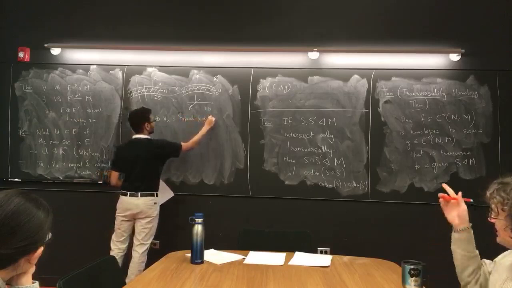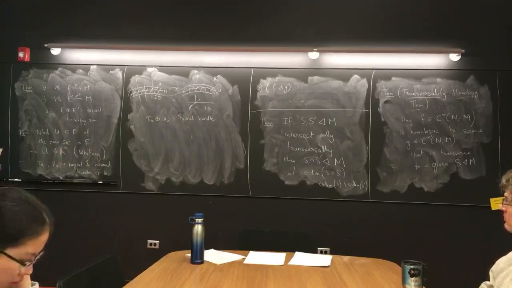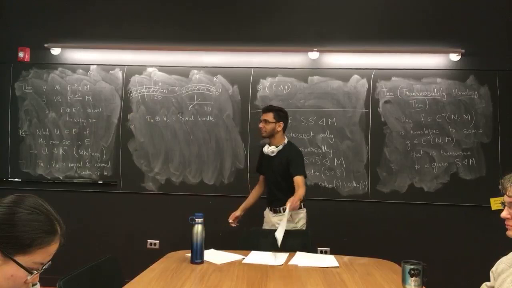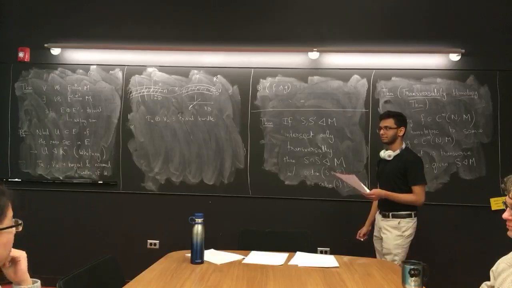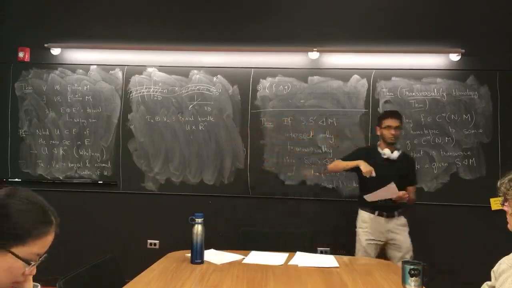Exactly. It doesn't matter, this is a basis independent statement. Yeah, exactly. So this trivial bundle is literally going to be U cross Rn. There's the tangent space at a point and the normal space at a point, and they add up to Rn.